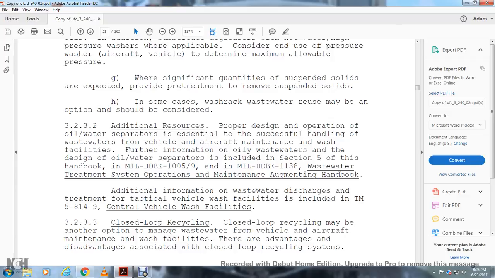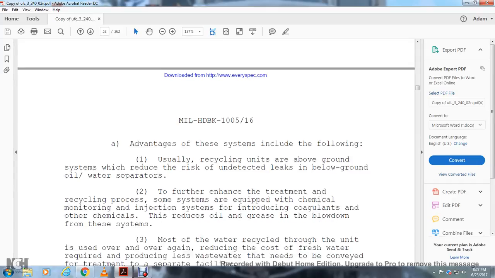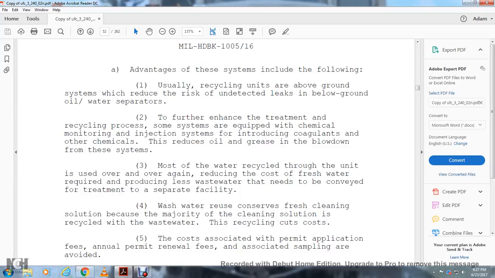3.2.3.3 Closed loop recycling. Closed loop recycling may be another option to manage wastewater for the vehicle, aircraft, and maintenance wash facility. There are advantages and disadvantages associated with the closed loop recycling system. Advantages of these systems include the following. 1. Usually, recycling units are above the ground, and the system will reduce the risk of undetected leaks below the ground from oil water separators. 2. To further enhance the treatment of the recycling process, some of the systems are equipped with a chemical injection system, introducing coagulant and other chemicals to reduce the oil and grease in the blowdown from these systems. 3. The water recycled from the unit is used over and over again.